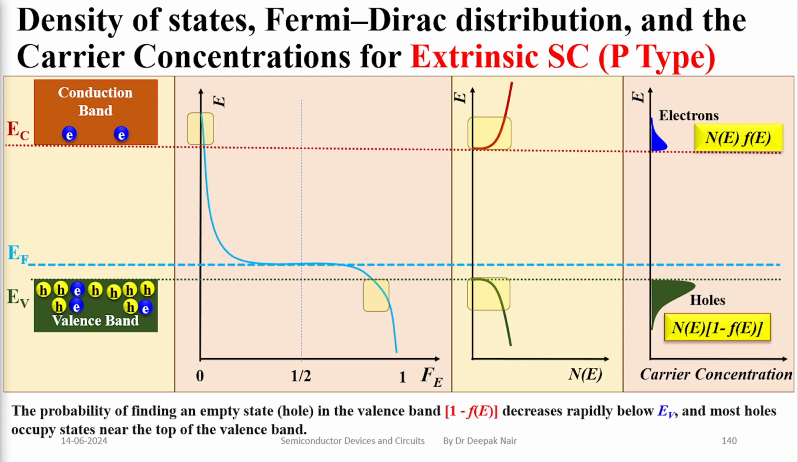So we can say the probability of finding an empty state or hole in the valence band decreases rapidly below EV. We can see here when we move below EV, the density of holes rapidly decreases and it is highest near the edge of EV, and most holes occupy the states near the top of the valence band. Yes, we can see from the distribution most of the holes are near the top of the valence band.